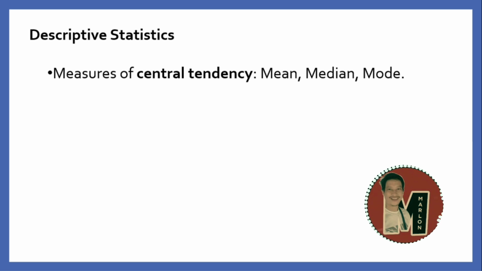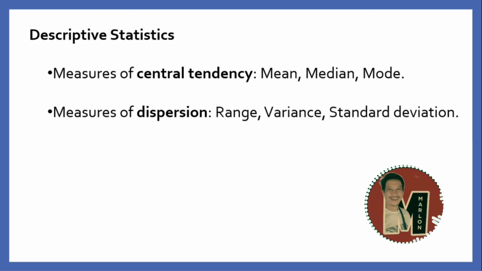For the median, it is the middle value in the ordered list. For 80, 90, 100, the median is 90. For the mode, it is the most frequent value. If the scores were 80, 90, 90, the mode would be 90.